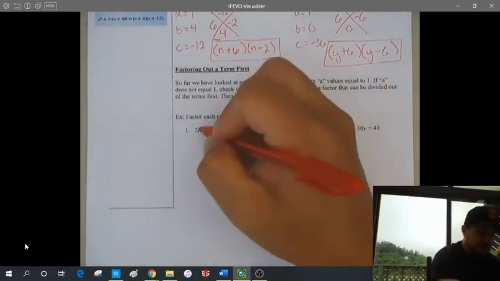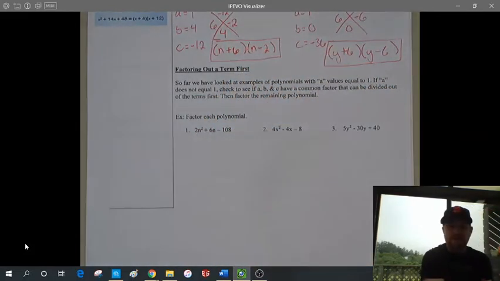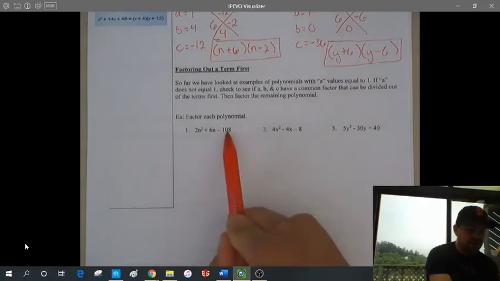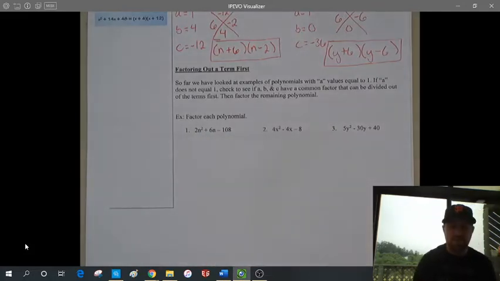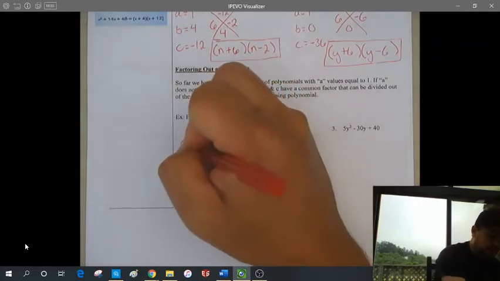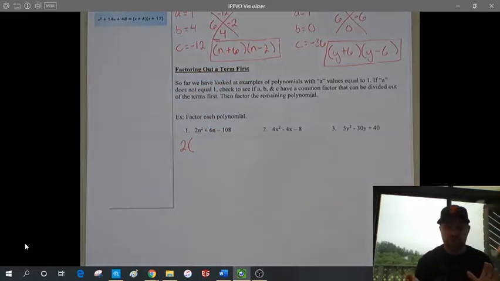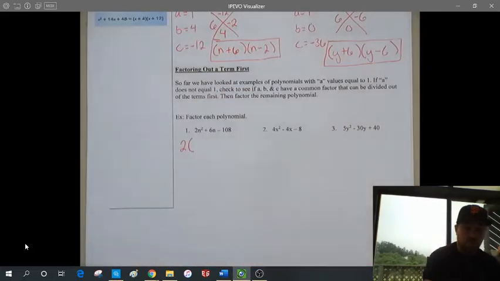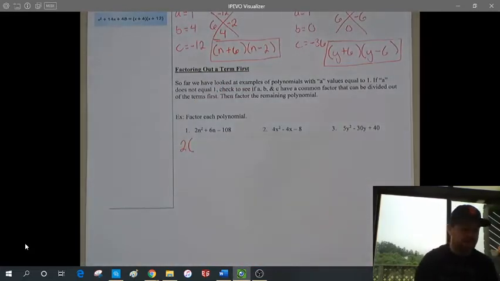Okay, but what I can do is get my a value back to 1 if I factor out, or basically divide out, a common factor. In this case, 2, 6, and 108 are all even numbers, so they can all be divided by 2. What I'm really doing is like a reverse distributive property. I'm dividing out and pulling out, what we call factoring. This is another form of factoring: I'm breaking this into a set of factors.